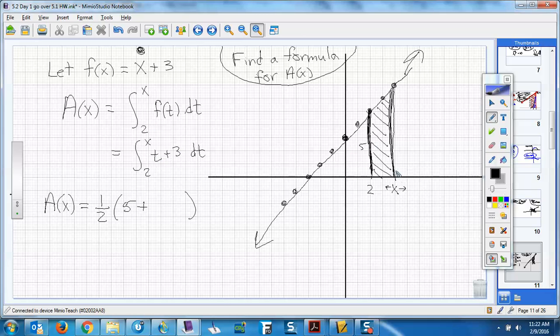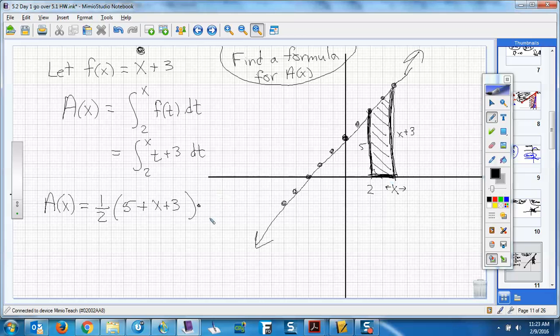Well, how are you going to get this y value? You're going to plug an x into the function. So you plug an x in for x, or for t, you get x plus 3. So this y value here is going to be x plus 3. It's going to change, right? When you slide that right edge, that y value is going to change. So it's got to have an x in it. Okay, so base 1 plus base 2, and then the height. What is this height right here? X minus 2. X minus 2, right?